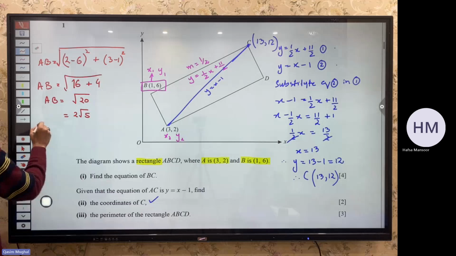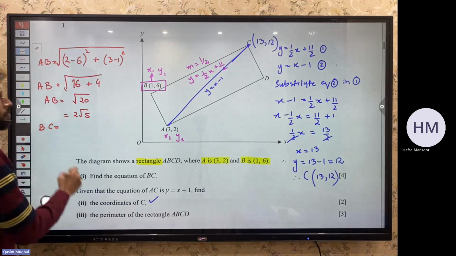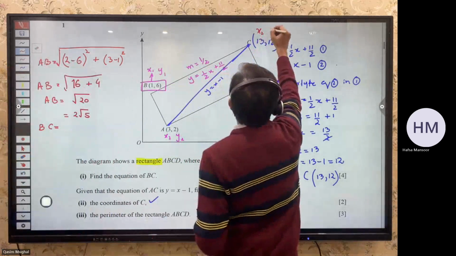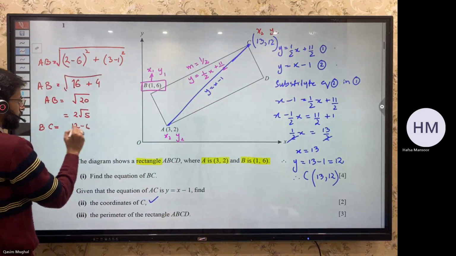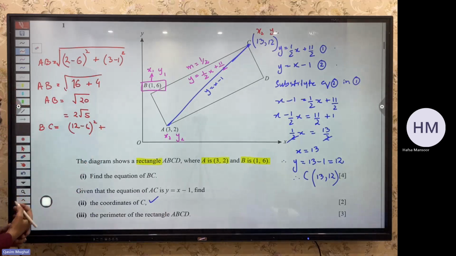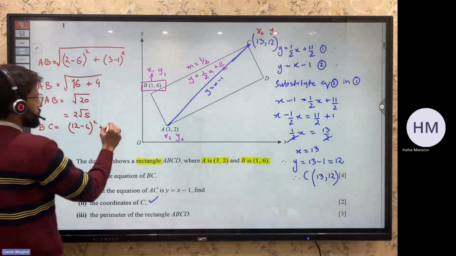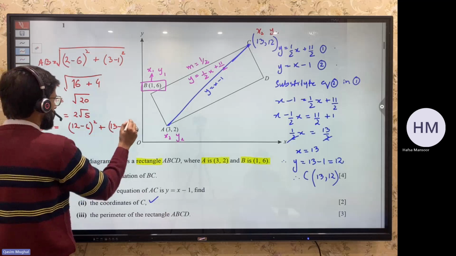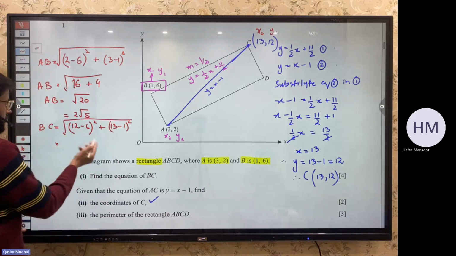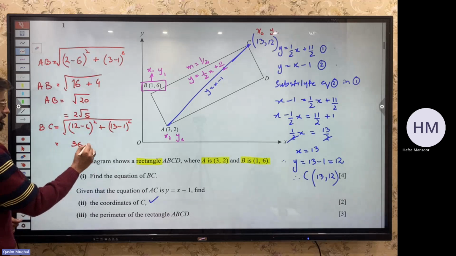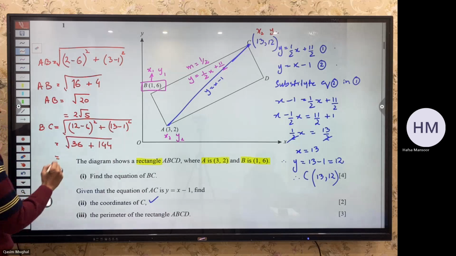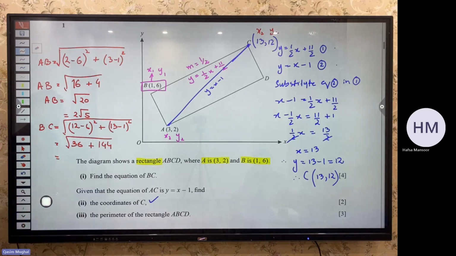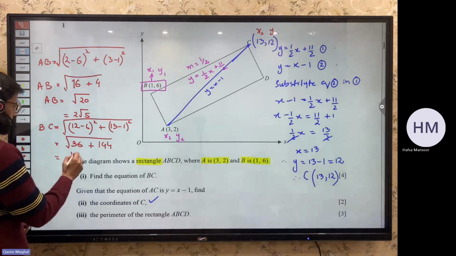Now exactly in the same way we'll work out the value of BC. इसको हम x2 y2 बोल देते हैं. So y2 minus y1, so 12 minus 6 whole squared plus x2 minus x1, 13 minus 1 whole squared, and the square root. Okay, 12 minus 6 is 6. 6 squared is 36. 13 minus 1 is 12. 12 squared is 144. And this would be equal to 144 plus 36, 180.